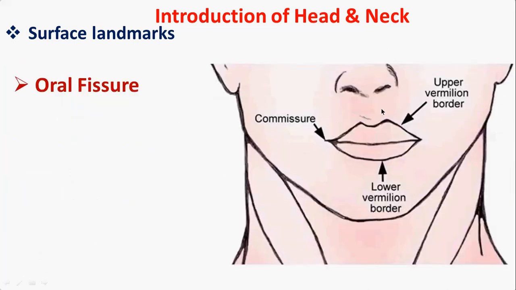Oral fissure. Here you know the upper lip and lower lip. Here this is the upper vermilion border, or you can say the mucocutaneous junction, mucous and cutaneous, the upper vermilion border and the lower vermilion border. So this is the oral fissure. This is the angle, or you can say the commissure.